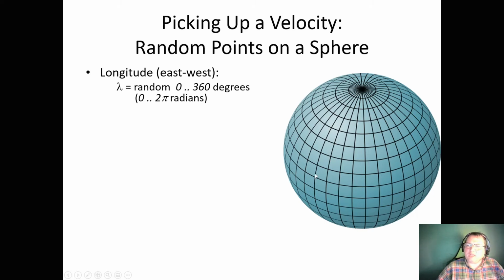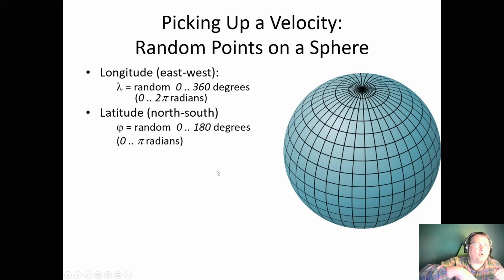Now, to get a particular location on the Earth, you not only need longitude, you also need latitude, so how far north or south the object is. For a given longitude, let's say this longitude here, it's some point between the North Pole and the South Pole. Let's say that the North Pole will be 0 degrees, the South Pole will be 180 degrees, so we need another random value between 0 and 180 degrees, so between 0 and pi radians.